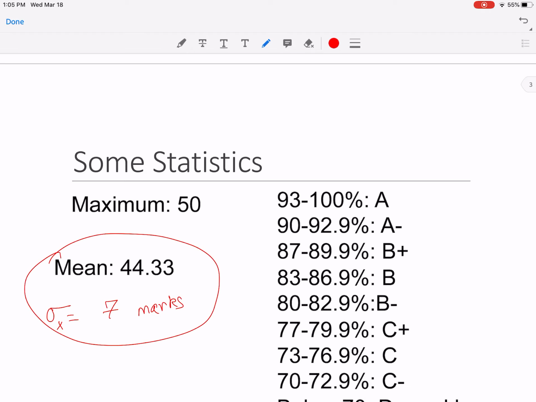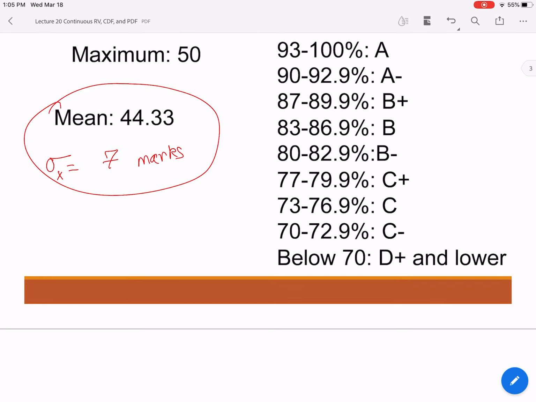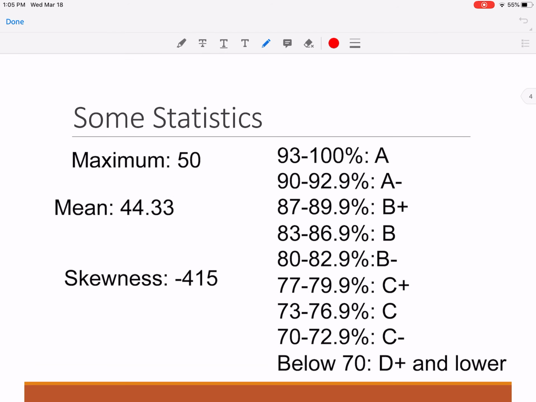Now using these two, can you guess the shape of the distribution? Okay, so I hope you had some chance to think about it. Let me give you some more statistics. The skewness of the class marks was -415. Now, if you recall, skewness is the expected value of (x minus mu) whole cube. The skewness will be negative if there are a few marks that are far below the mean. Those values tend to pull the distribution towards the left.